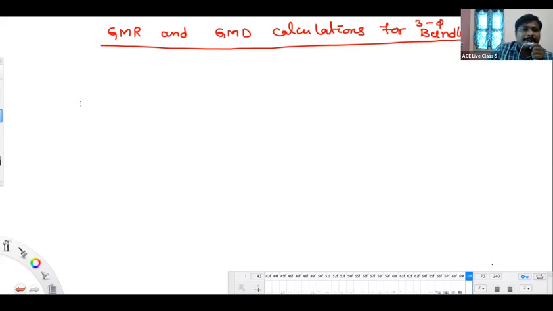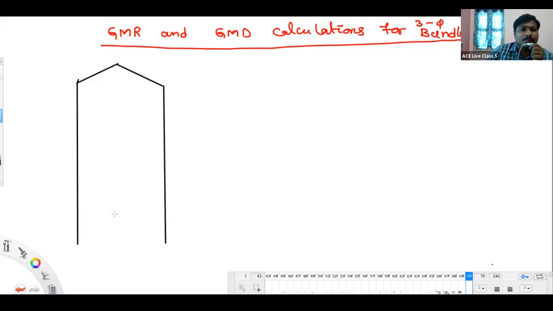Let me show it as a schematic. I am showing one tower here, a structure something like this. Then I am showing the cross arms, only one circuit. This is the cross arm corresponding to phase A, the cross arm corresponding to phase B, and the cross arm corresponding to phase C. ABC phases, cross arms.